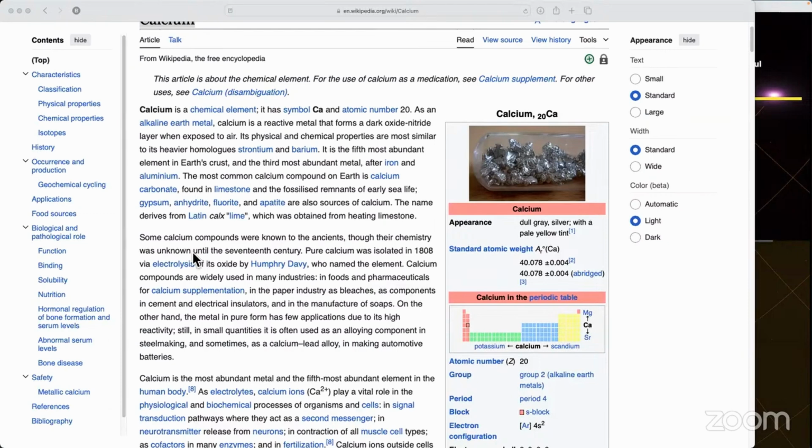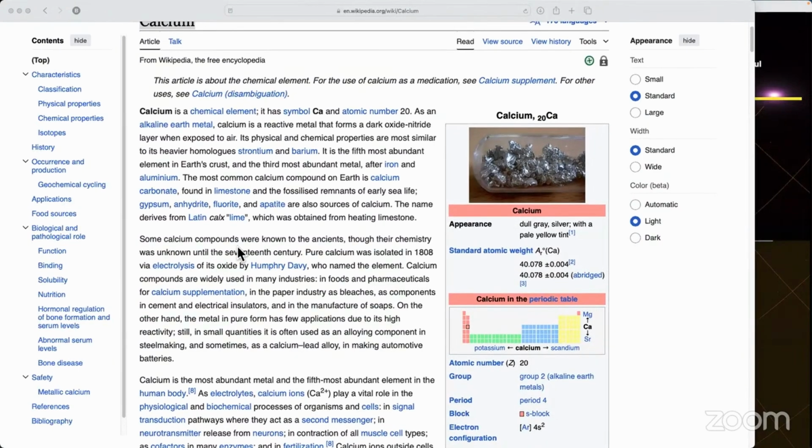Calcium with carbon 12. Okay, we've got calcium is a chemical element, with symbol Ca and atomic number of 20. As an alkaline earth metal, calcium is a reactive metal that forms a dark oxide nitride layer when exposed to air.